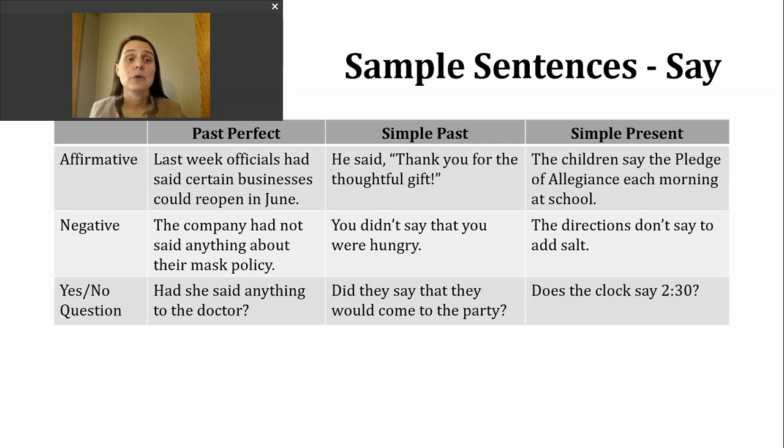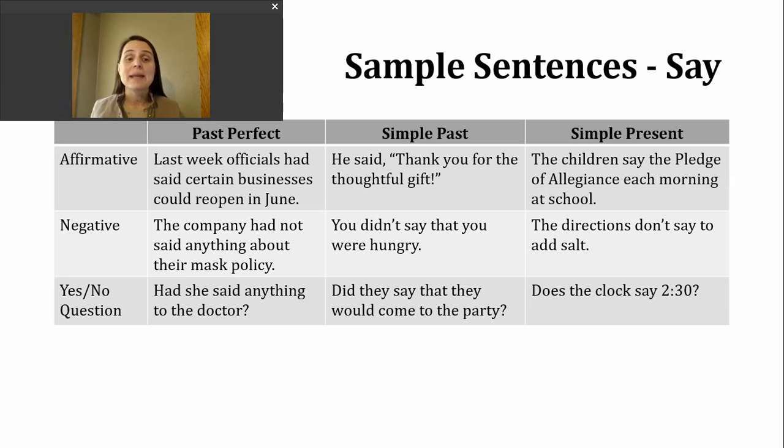Here is an example of an affirmative sentence. Last week, officials had said certain businesses could reopen in June. If I want to make a negative sentence in the past perfect, I just need to insert not after had. You might hear native speakers use the contraction hadn't. Here's an example sentence. The company had not said anything about their mask policy.